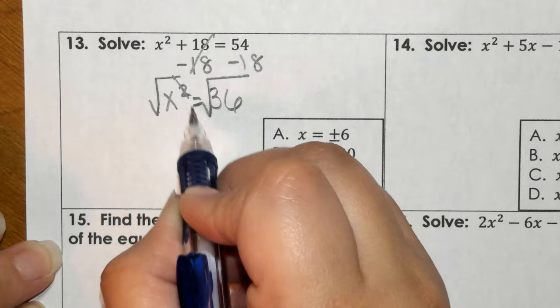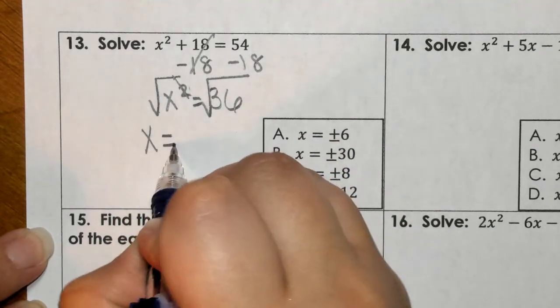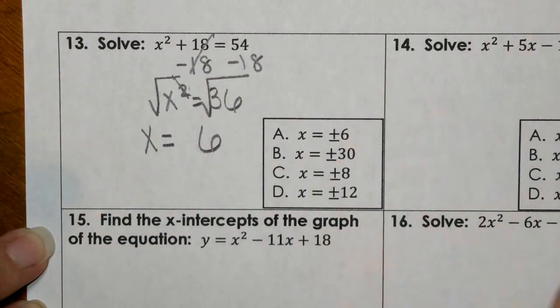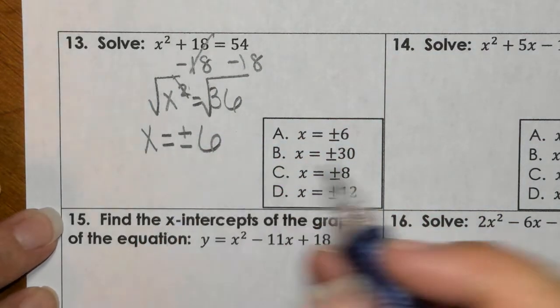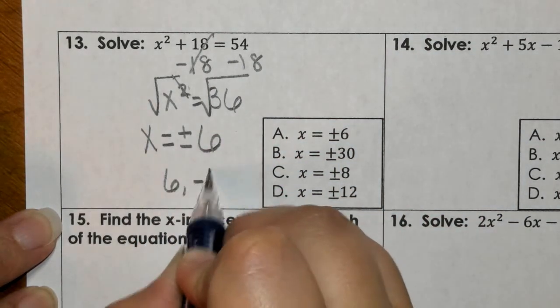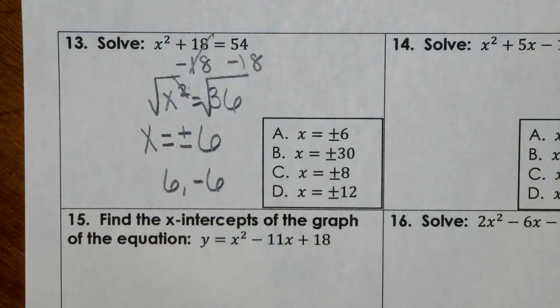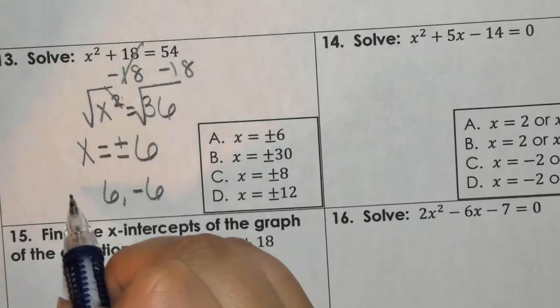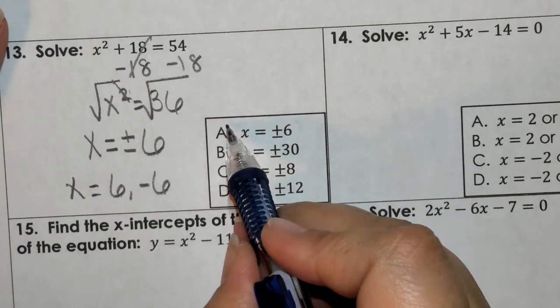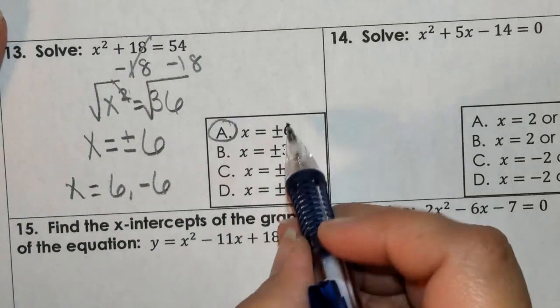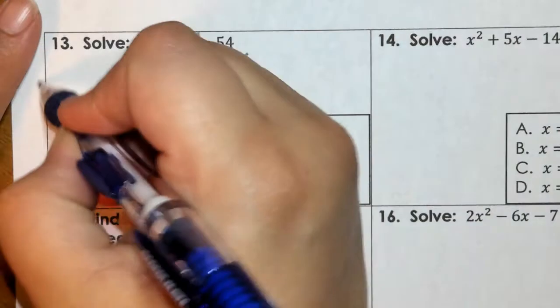That gets rid of your exponent too. So the square root of 36 is 6, but we had to make sure we put plus or minus, and we wrote it as 6 and negative 6. Okay, so either answer is acceptable, and we can see that here it was chosen to be written as plus or minus 6.